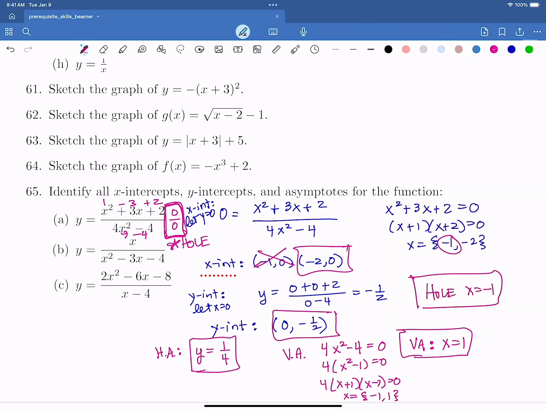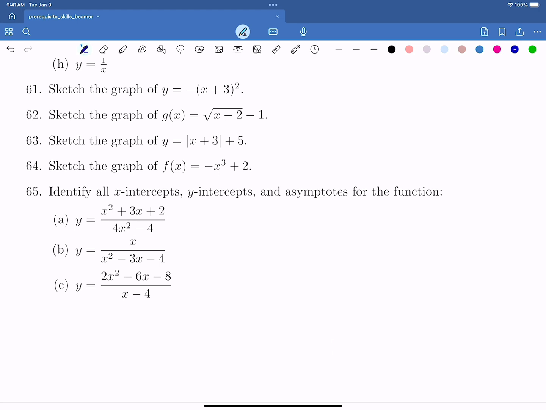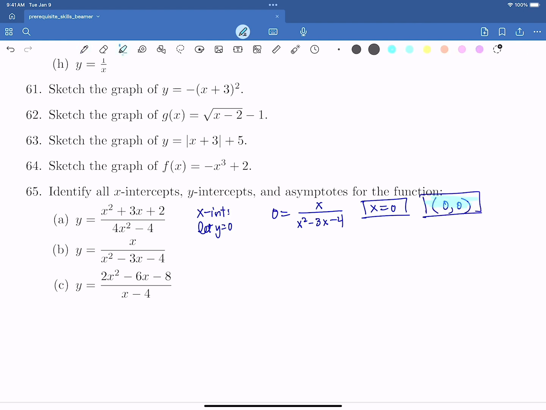Next, we have y equals x over x squared minus 3x minus 4. So x-intercept, we're going to let y equal 0. 0 equals x over x squared minus 3x minus 4. This is a fraction. A fraction will only equal 0 when the numerator is 0. So we just get x equals 0. For an x-intercept, that's 0, 0. I'll check for holes in the graph, so we may have to throw that out, but for now I'm going to say 0, 0.